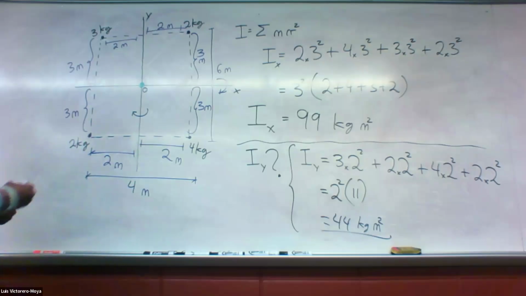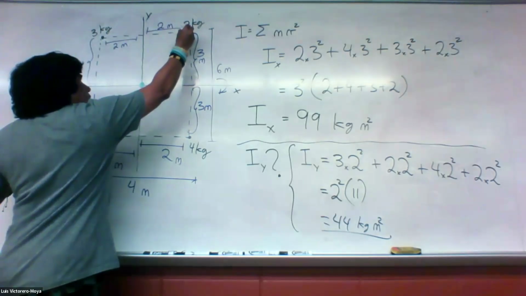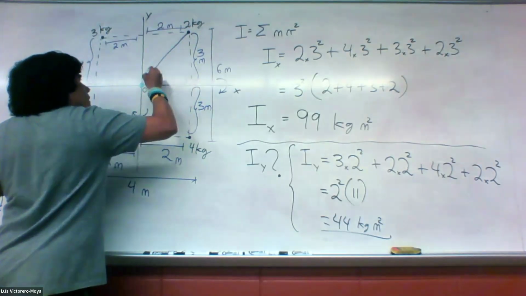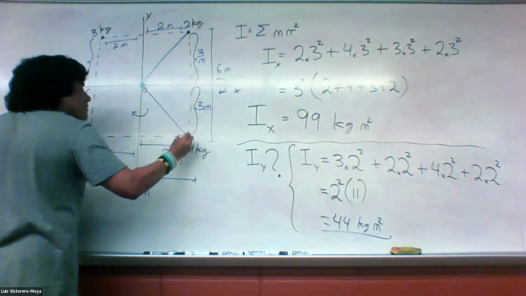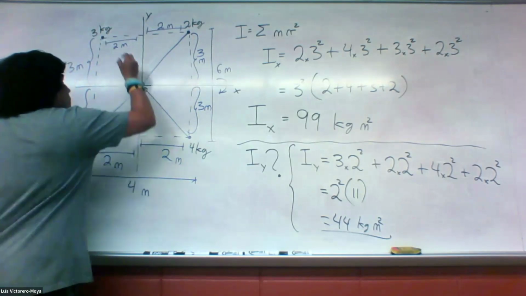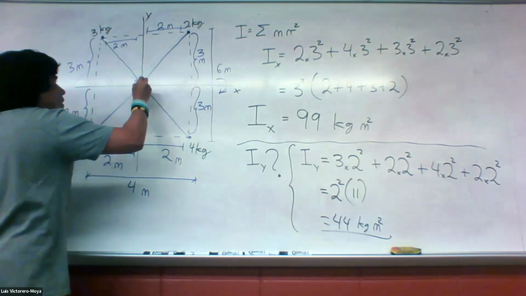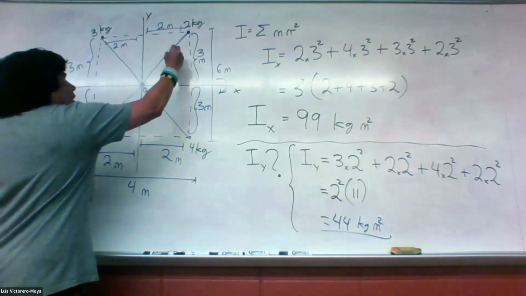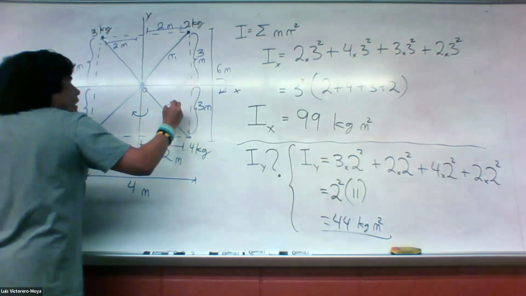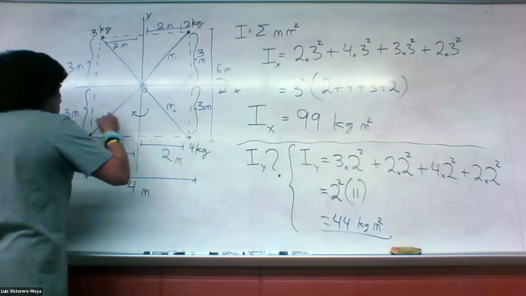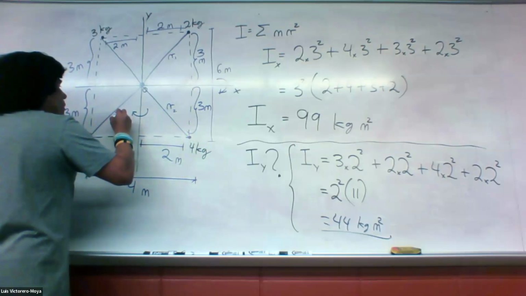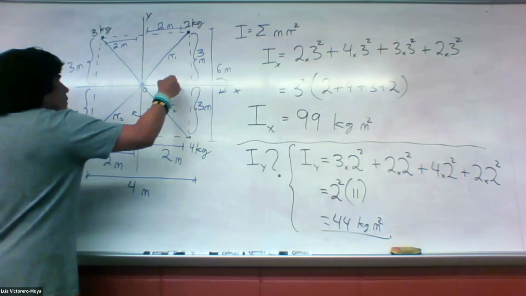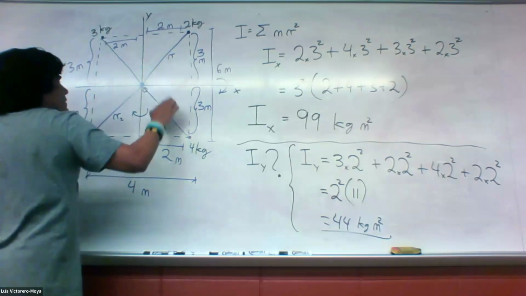Easy, guys. You find the distance from each mass to the origin. That's it. Let's call it R1, R2, R3. Oh, they're all gonna be the same.